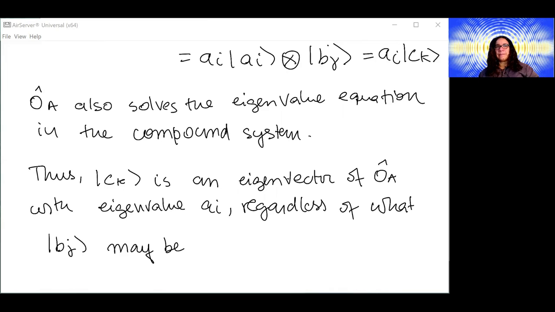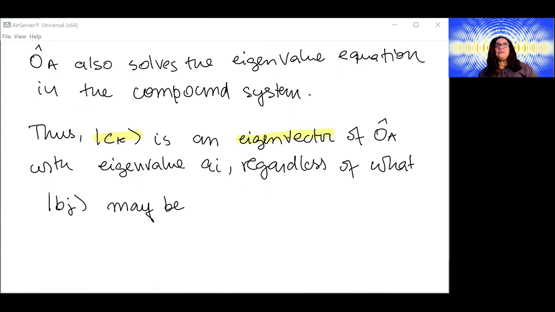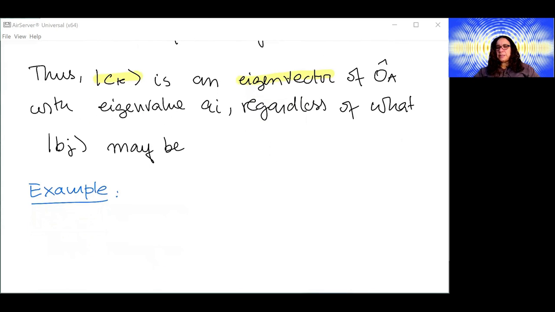And I'm going to give you some physical examples so that you see how this goes. For instance, let's consider the state space of a 3D particle.